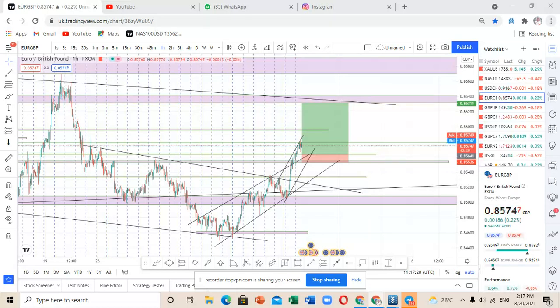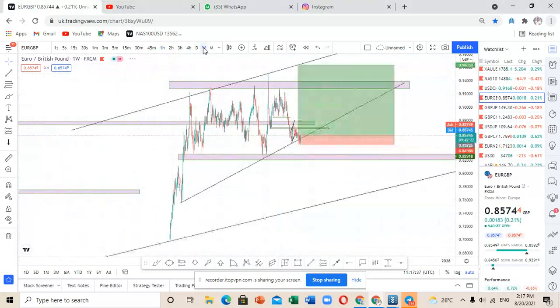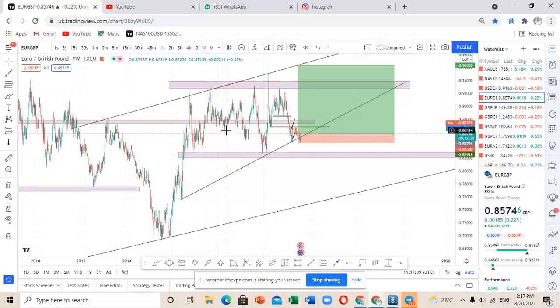Today we are going to analyze the Euro GBP and also the NAS 100 USD. Let me start with Euro GBP. For you to understand how the Euro GBP is moving on, let me start from the weekly time frame.